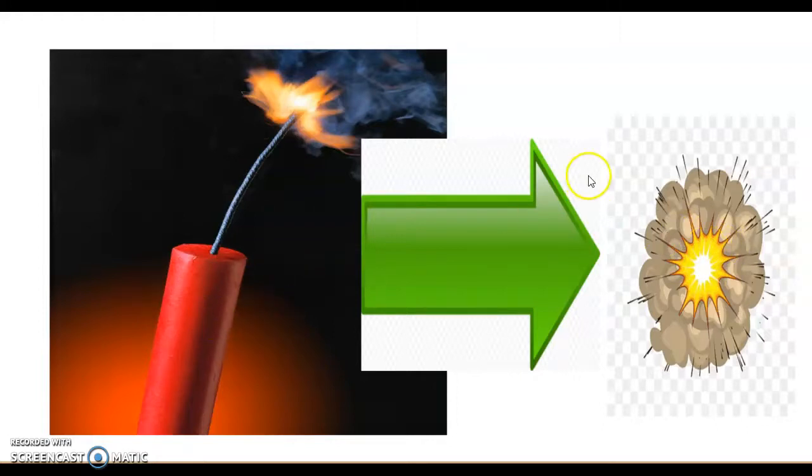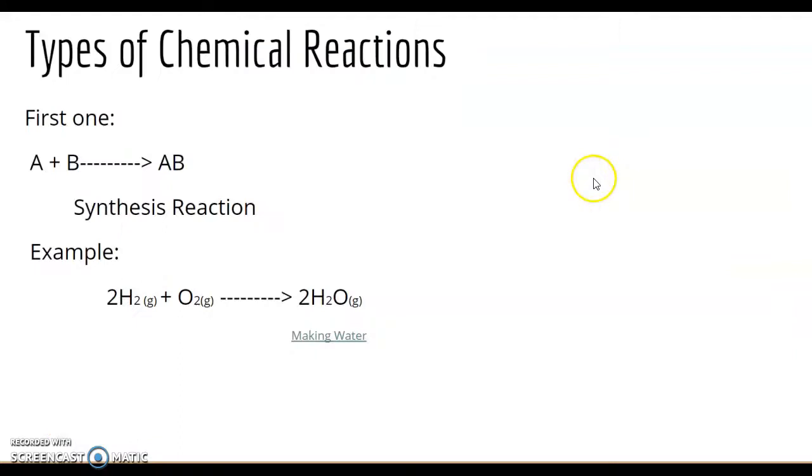So reactant on the left, product on the right. Okay, we're going to go over a couple of the different types of chemical reaction. The first one is characterized by the letter A plus B, and then you draw that arrow for chemical reaction, and AB. So copy that down. A plus B, the arrow for chemical reaction, and then AB.